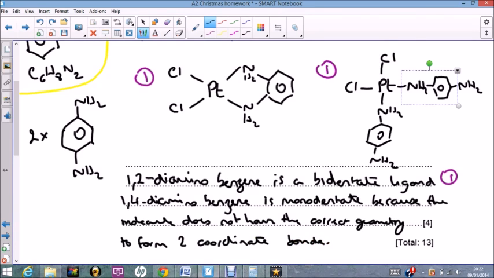Okay, so what we're saying there is that the 1,4-diaminobenzene, so this one here, although it's got 2 lone pairs on the nitrogens, it can't physically bend itself around to get onto these 2 bonds around the platinum. It's not possible to bend that molecule to make 2 coordinate bonds, so therefore it can only act as a monodentate ligand. So that'll be my 4th mark for this question. Total for the transition elements question in this paper is 13.